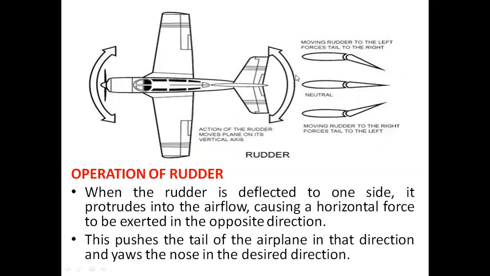Now, the operation of the rudder is in a similar fashion. When the rudder is deflected to one side, it protrudes into the airflow, causing a horizontal force in the opposite direction. This pushes the tail of the airplane and yaws the nose in the desired direction. Similarly, moving the rudder to the left forces the tail to the right. Moving the rudder to the right forces the tail to the left. Now the aircraft will yaw left and right.